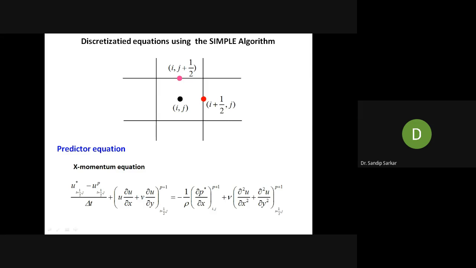Now, in the staggered grid, there are three grid points. Instead of putting all the variables in a single point, we decouple the velocities and pressure in such a way that at the center of the cell, if this is your cell, the center of the cell is your pressure, which is at the ij grid point. The face of the cell is your velocity.